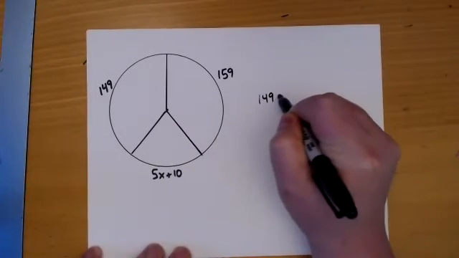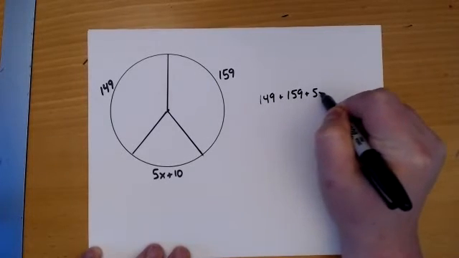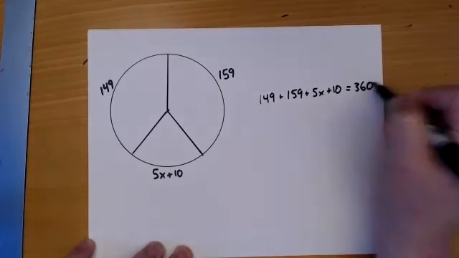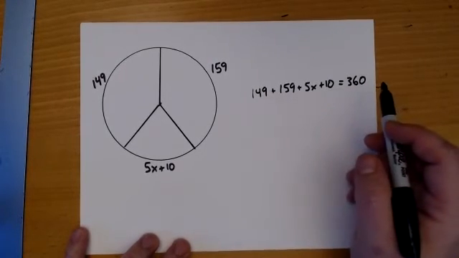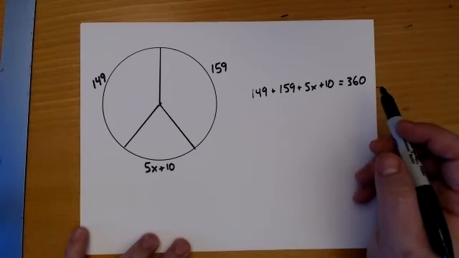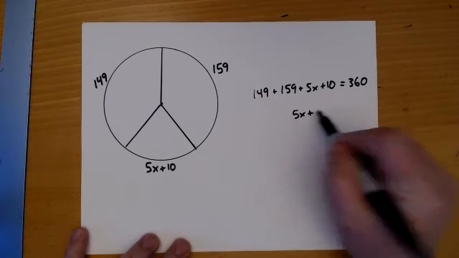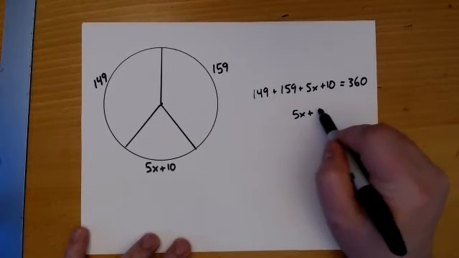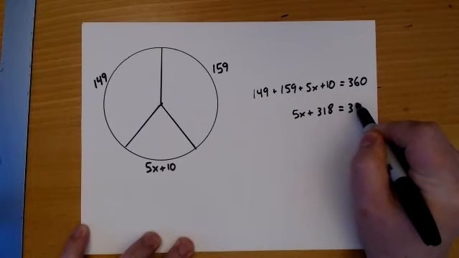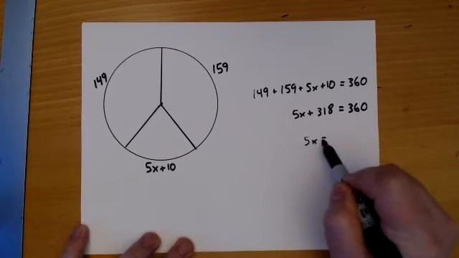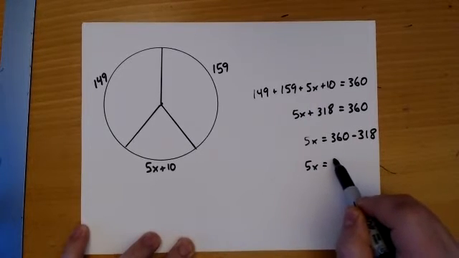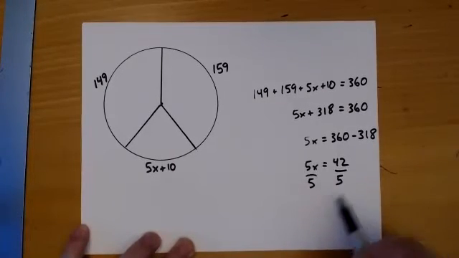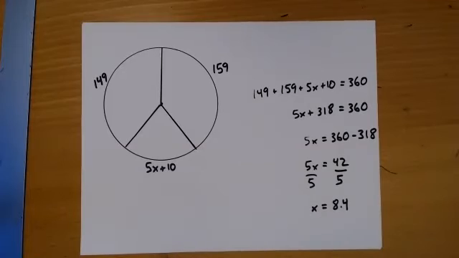Okay, so 149 plus 159 plus 5x plus 10 is 360. All right. And so adding up all of my constants, I wind up with 5x plus 318 equals 42. And here's where your decimal comes in. Again, sorry about the goof, but it happens. 8.4. I got 308 instead of 318.